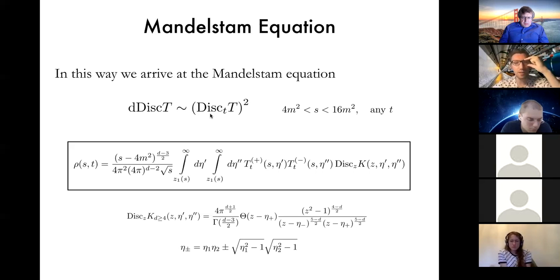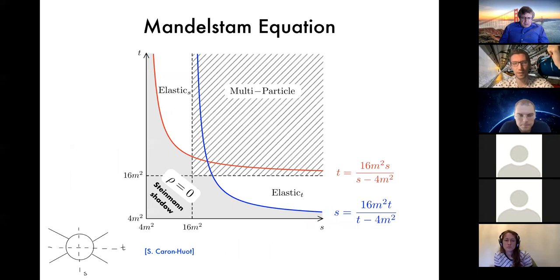Something interesting that follows from this analysis, from the analytic continuation of elastic unitarity, is this picture. On this plot, you see S and T, and what I draw here is the structure of the double spectral density rho. First of all, there is this region in gray where the double spectral density is 0. I called it here the Steinmann shadow, because it's closely related to the Steinmann relations.